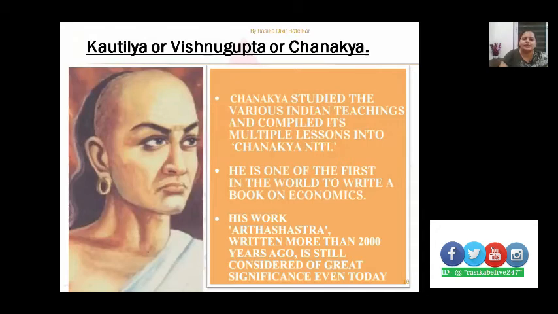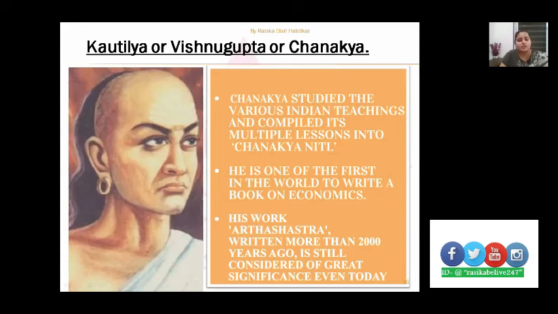And let's know a little bit about Kautilya or Vishnugupta or Chanakya. The well-known name Chanakya studied the various Indian teachings and compiled its multiple lessons into Chanakya Niti, which is a very famous book. He is one of the first in the world to write a book on economics.